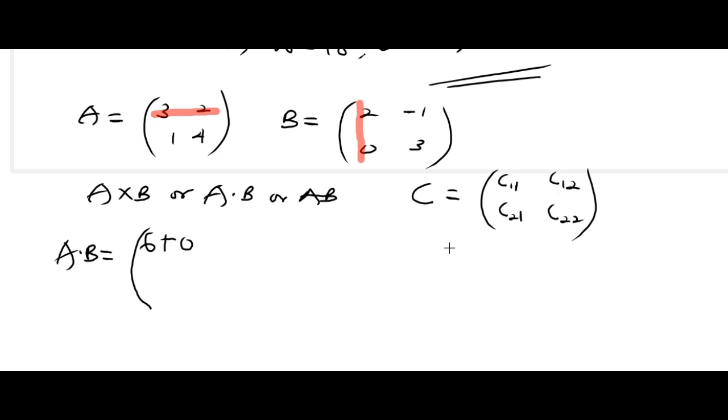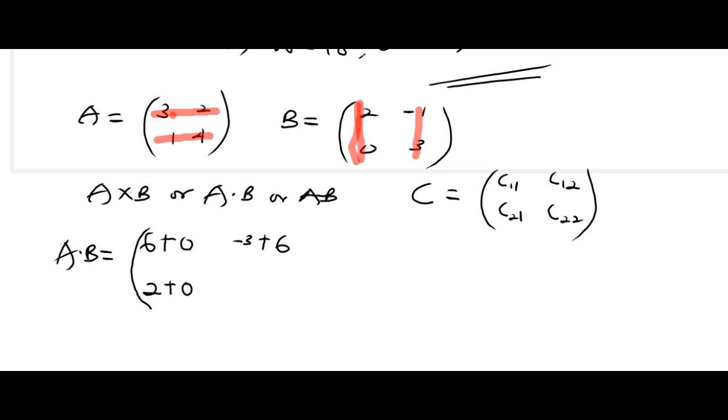So let's go to C12. C12 simply means first row, second column. So 3 times negative 1, that is negative 3, plus 2 times 3, that is 6. So we are done with C11 and C12. So remaining C21. What is C21? It means second row here, first column here. So that will be 1 times 2, that is 2, plus 4 times 0, that is 0. So we are done with C21.